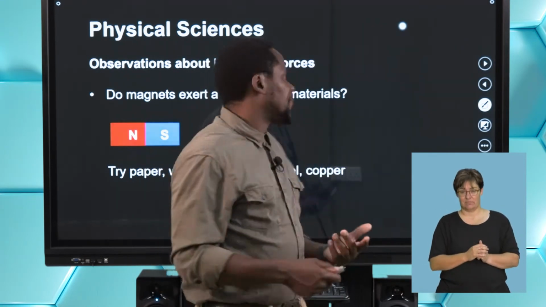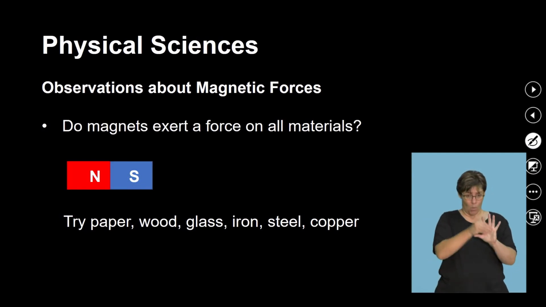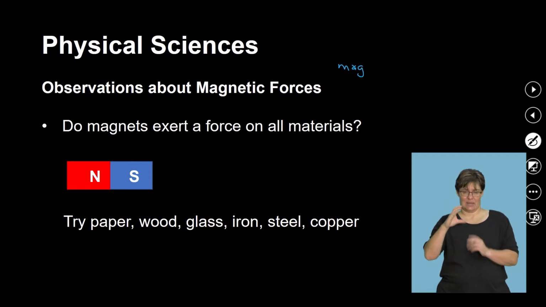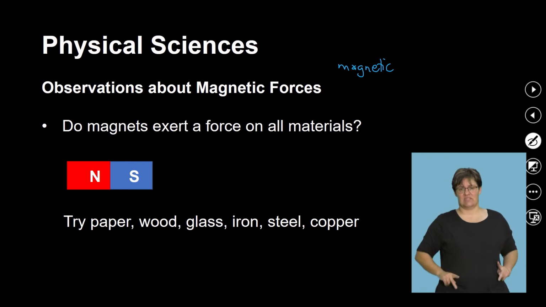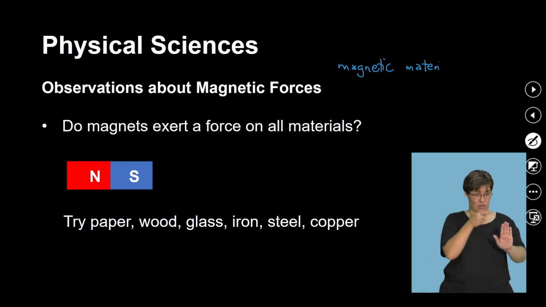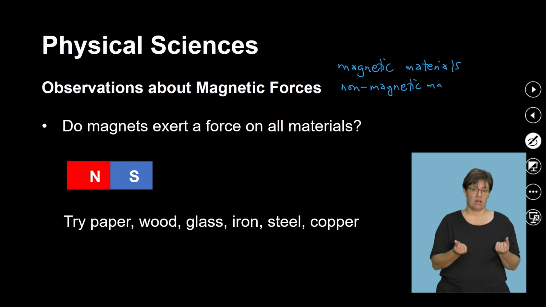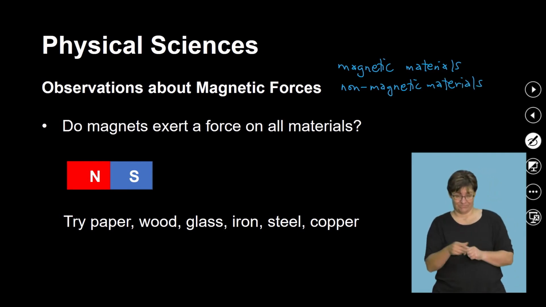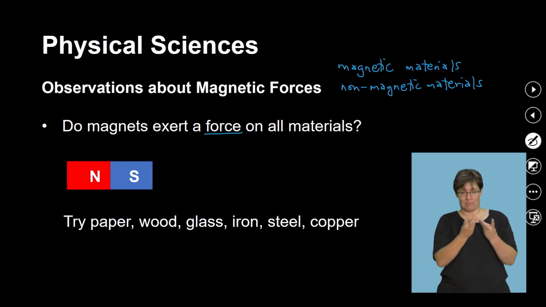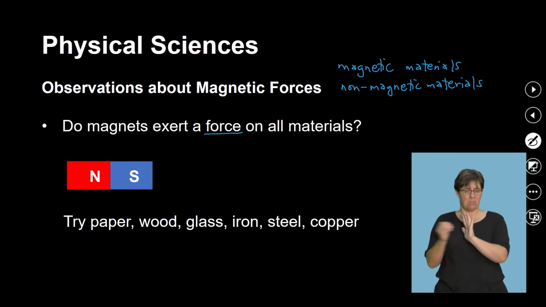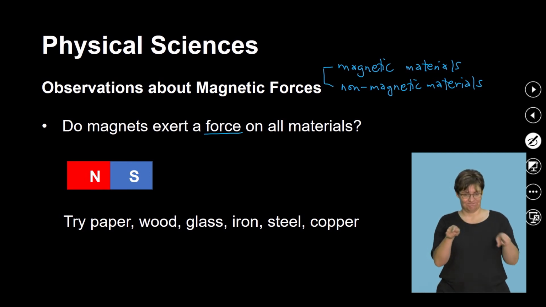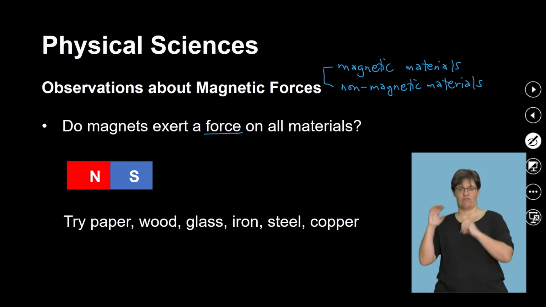Now, the question here is, do magnets exert a force on all materials? The materials which experience a force as a result of the magnet, we refer to as magnetic materials. So now we're talking classification of materials based on physical properties. We talk of magnetic materials as well as non-magnetic materials. If you have a material, it will fall in one of these two broad categories, right? Magnetic materials are those that will experience a force due to the magnet, and non-magnetic materials are the ones that do not experience a magnetic force as a result of the magnet.